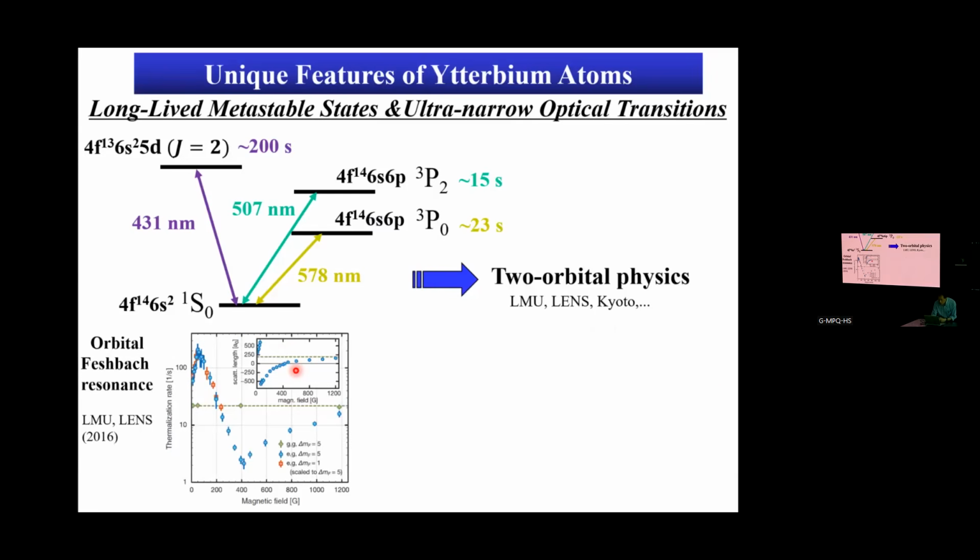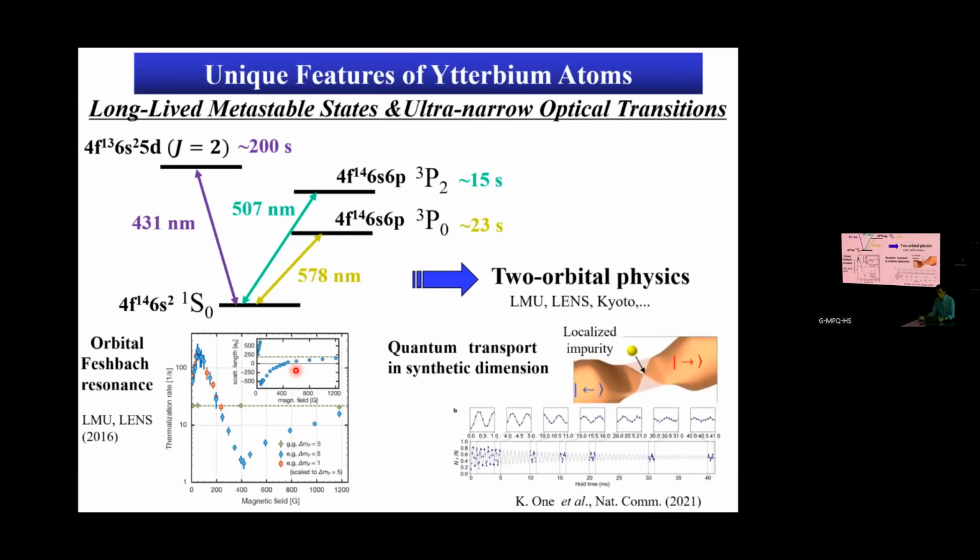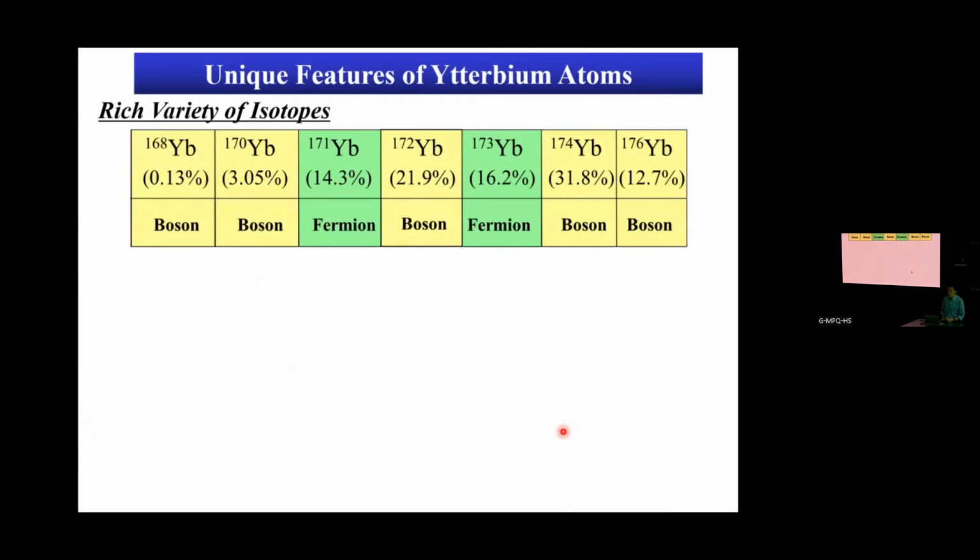Okay. In more recent work, we use this two-orbital system to demonstrate the novel quantum transport of the ground state atoms in a synthetic dimension of the spin space, which is induced by the localized impurity, which serves as a quantum point contact. So this is a typical example of our measurement of the quantum transport.